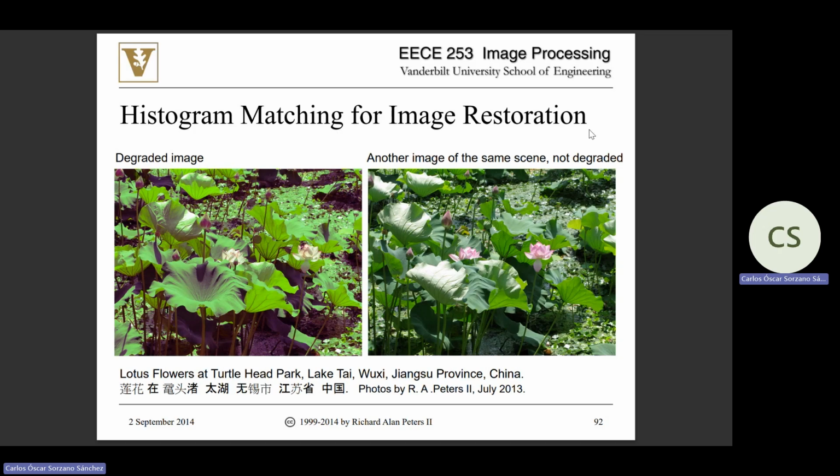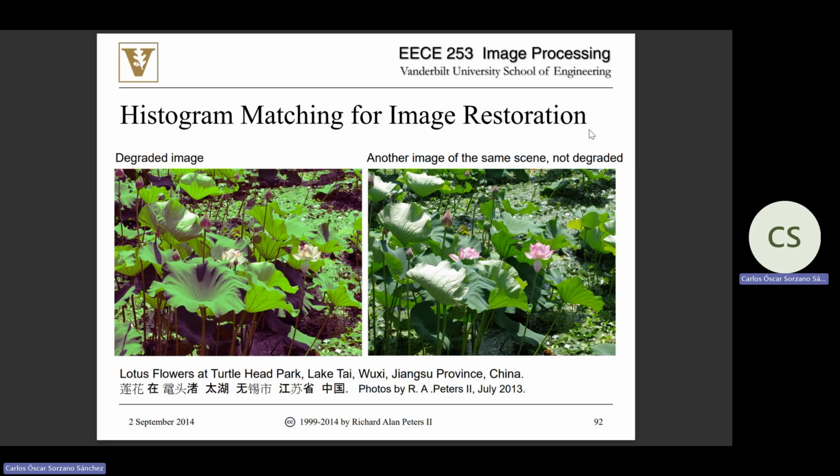Let's say that we have two pictures of the same garden, a different region of the garden. There's one picture, and there's another picture, but in this one the camera was somehow saturated, and these colors are unnatural. These look like much more natural colors. So now the question is, can I transform these colors such that the histogram of this is more similar to the histogram of this? That is what we are trying to solve.